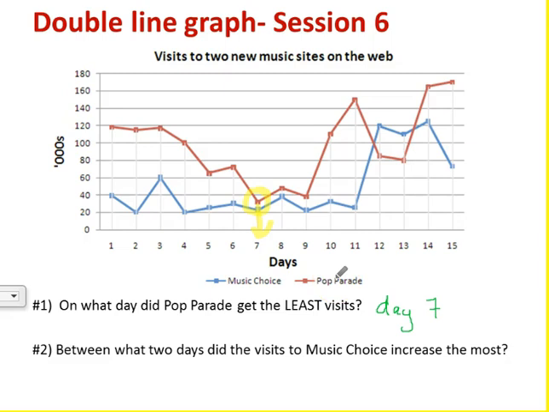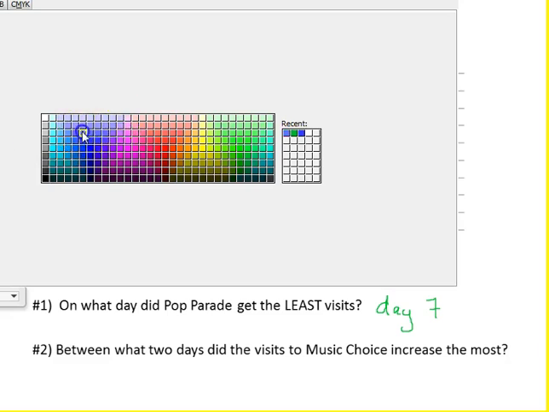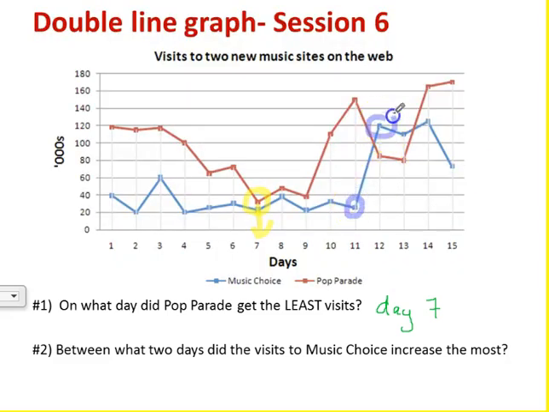Then, looking at the next question, it says, between what 2 days did the visits to Music Choice increase the most? So see if you can answer that one on your own first. If you want to click pause and try it on your own first. All right, so we're looking at Music Choice now. That's our blue line. And I want to look for the biggest increase, and that looks like it occurs from here to here. So that's our biggest increase, and that happens from day 11 to day 12.